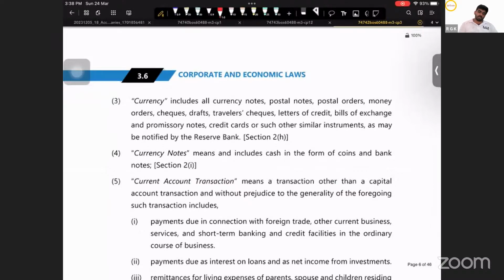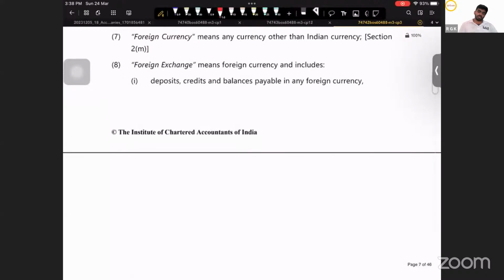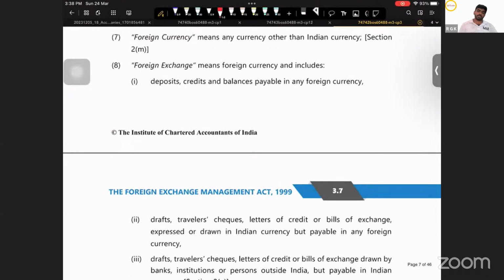We have to see what we mean by foreign exchange. The next important definition that I have to go for is foreign exchange, because the chapter is all about foreign exchange management: how the central government is going to manage the foreign exchange reserve in this country. So what do we mean by foreign exchange? This is also an important definition.